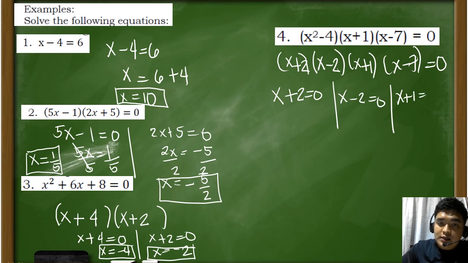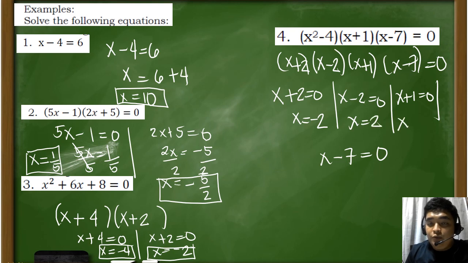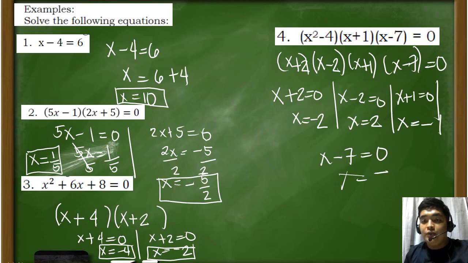So this is x equals negative 2, x equals 2. Just transpose, no? x equals negative 1 and x equals 7. So therefore, the roots are negative 2, 2, negative 1, and positive 7. So there are 4 roots, no? Clearly there are 4 roots because our degree is 4. Okay? So let's proceed now to our next example.